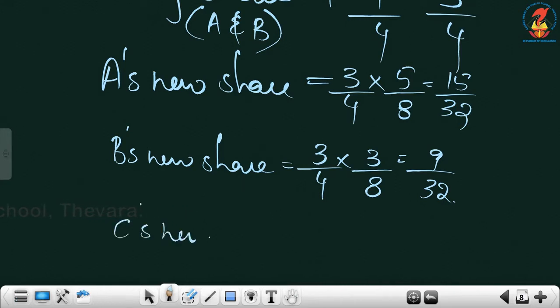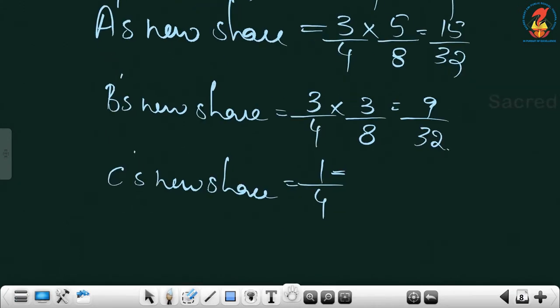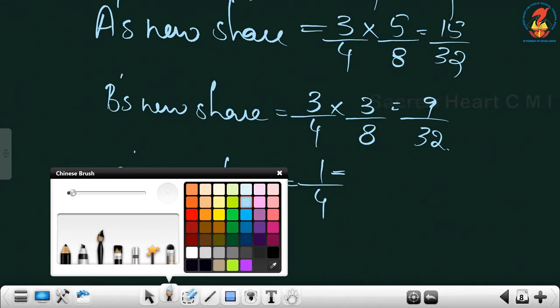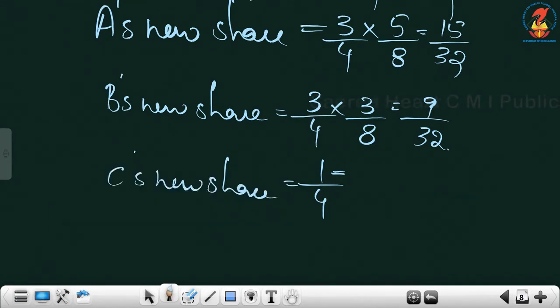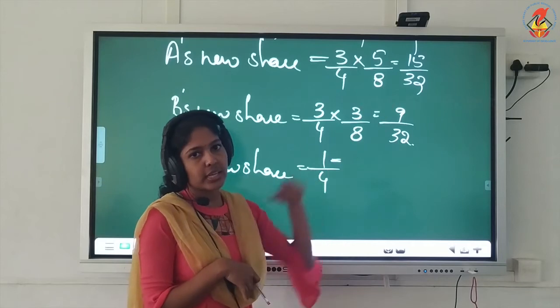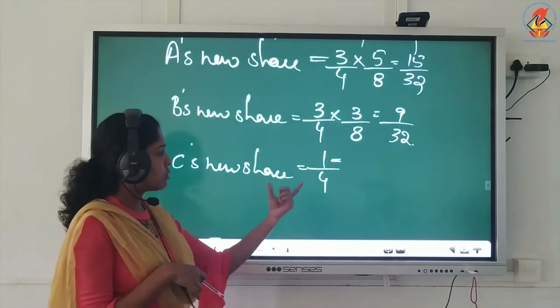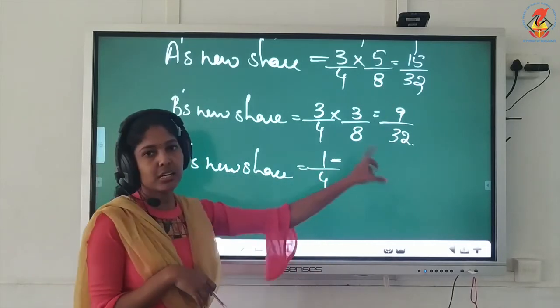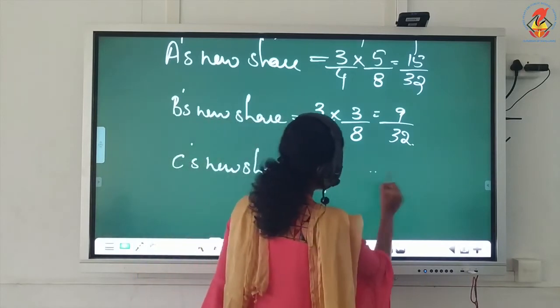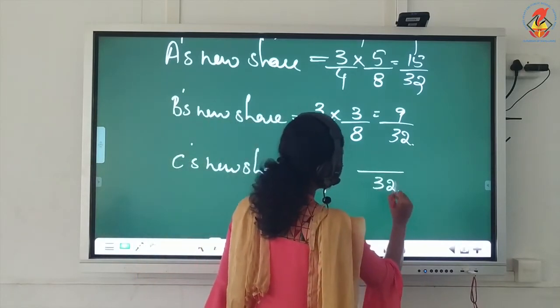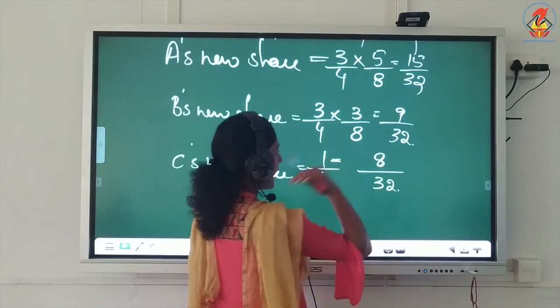Then C's new share is equal to 1 by 4, which is directly given in the question. Because he is the new partner, we can just directly write C's new share here. Now if you see A and B's proportion, the denominator is 32, isn't it? So you have to just convert this particular 4 into the same denominator 32. So it will be 8 by 32.